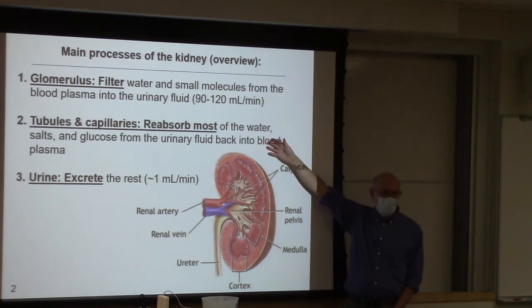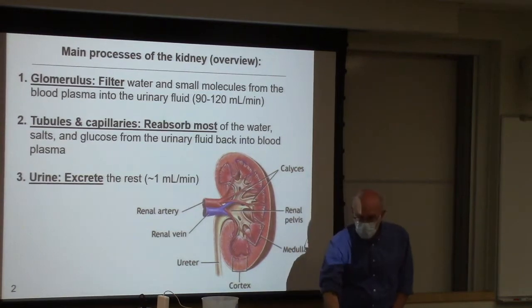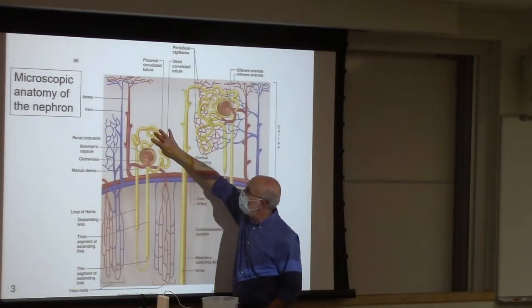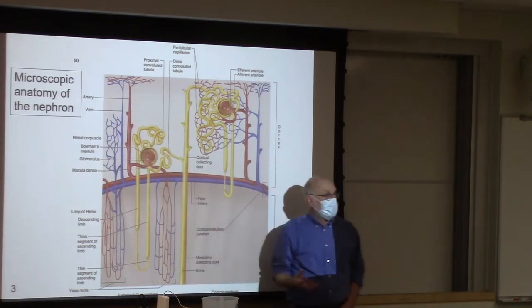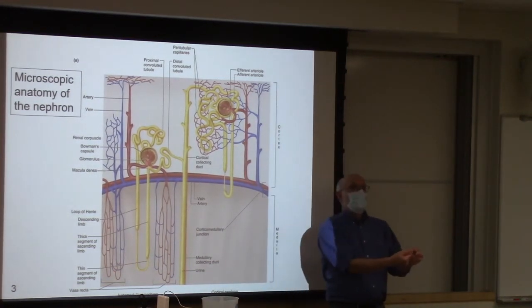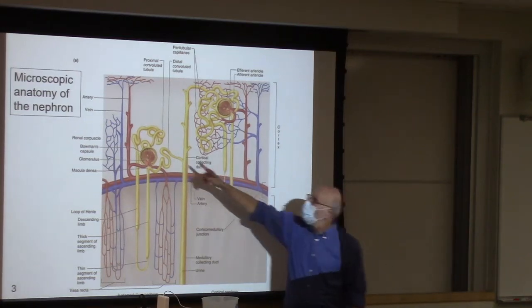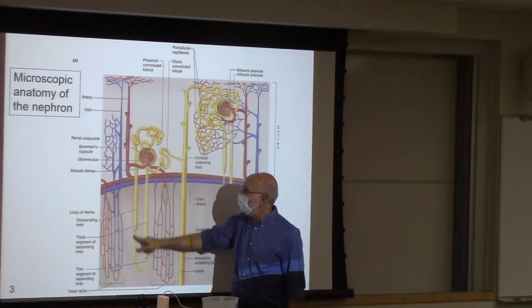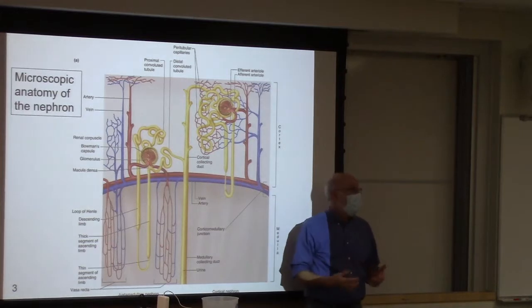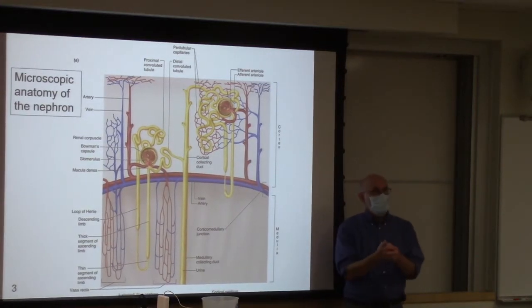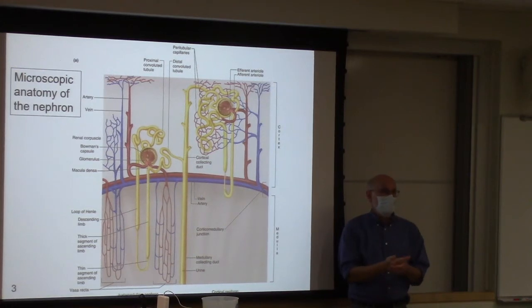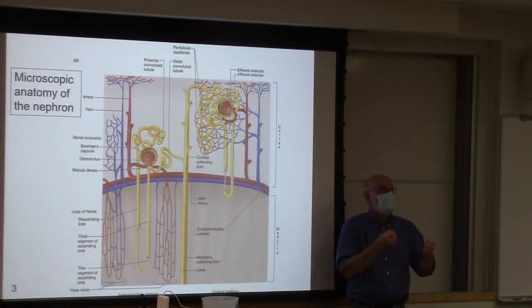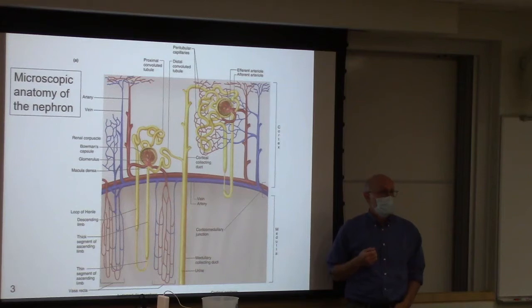Then the tubules, the proximal tubule, the loop of Henle, the distal tubule, are going to recover from the filtrate, working its way through the tube, the stuff we want. What do we want? We want water, we want salts, we want glucose. Those are the things we want to get back from the filtrate.